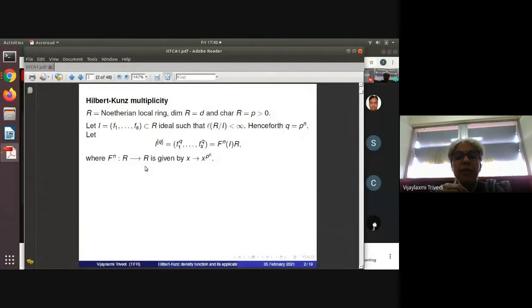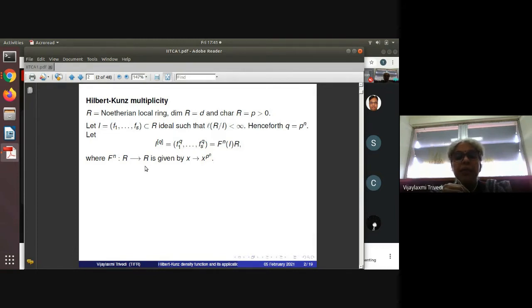Now, given an ideal I, you define a Frobenius power of I as follows. You choose any set of generators and raise them to the power q. Here q is p^n for all n now, because I don't want to write p to the power n, which would be the correct way of writing, because the notation will look very cumbersome later on. So you raise those generators to the power q and take the ideal generated by that.